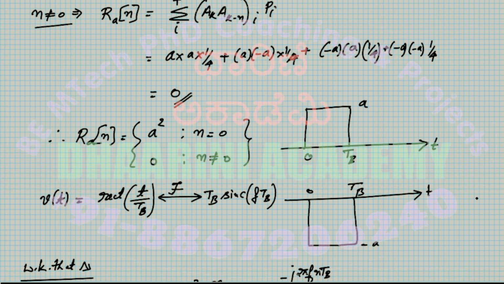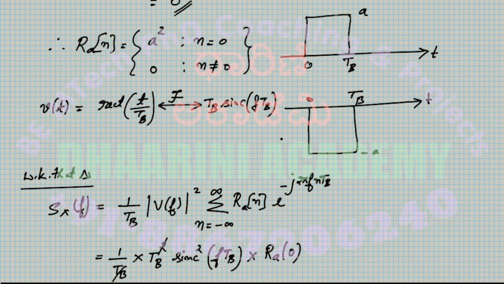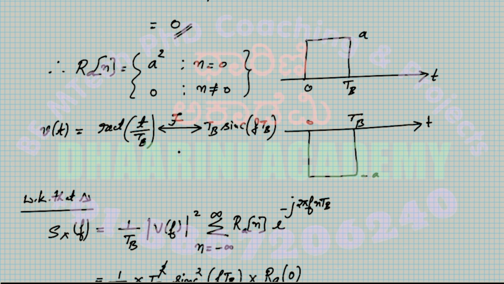So to summarize, you can write an equation as shown here. R_A(n) is equal to a square when n equal to 0, and it is 0 when n is not equal to 0. Right. So what do we want? We now have the values ready with us because the v of t is still the same. It is rect of t by T, irrespective of whether you have positive a or minus a for the representation. The rect function still remains the same, right?